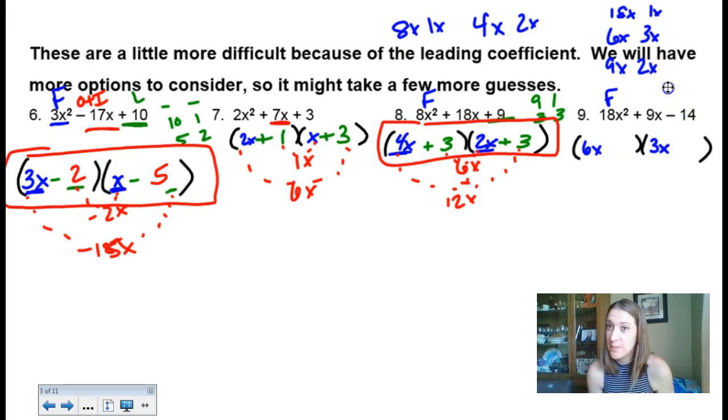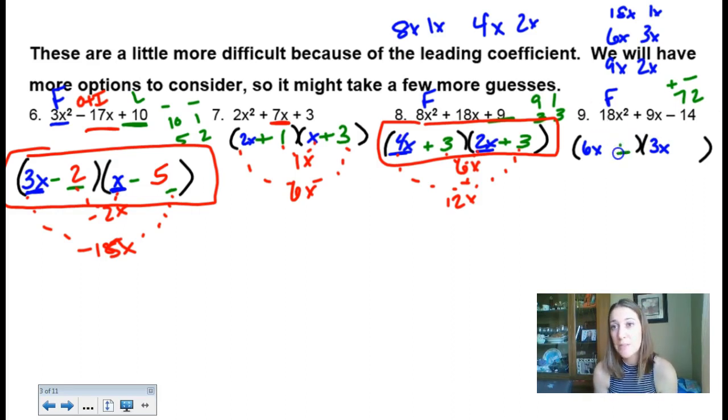Negative 14 means we're going to have 1 plus and 1 minus sign. And the options are 14 and 1 or 7 and 2. So hopefully you can kind of anticipate 14 and 1 being too extreme. Let's go with 7 and 2. Now here's another place where I could use my smarts and make an appropriate guess and not even bother with a guess that doesn't make sense.